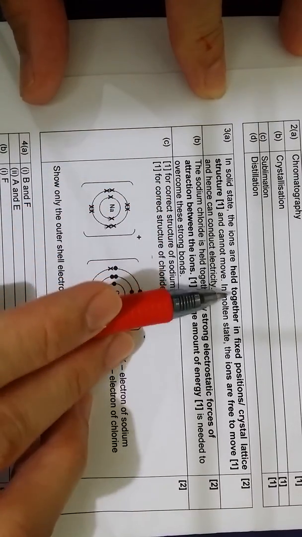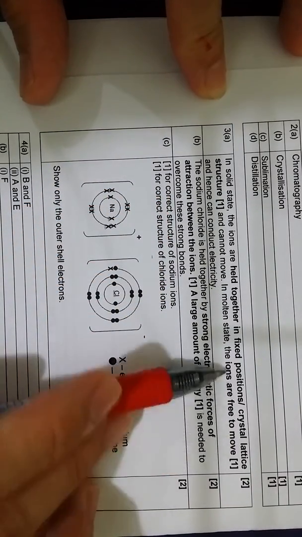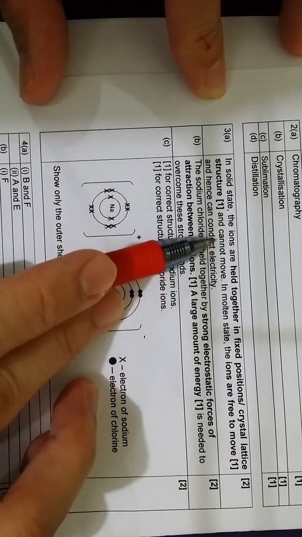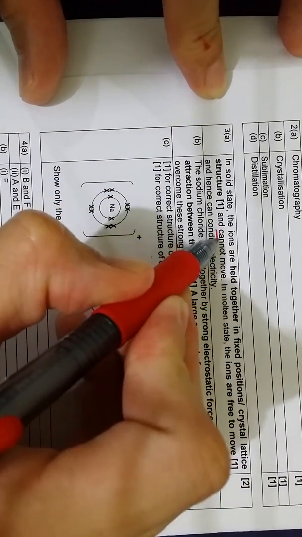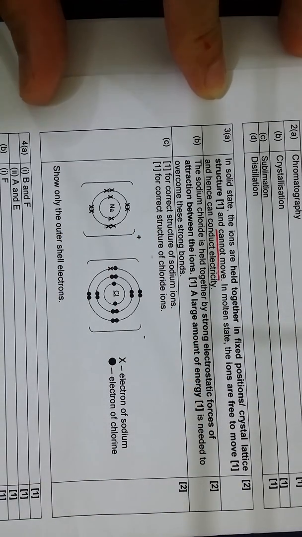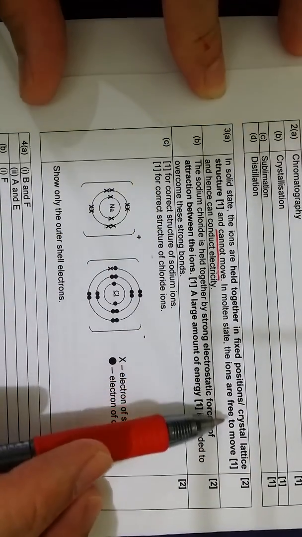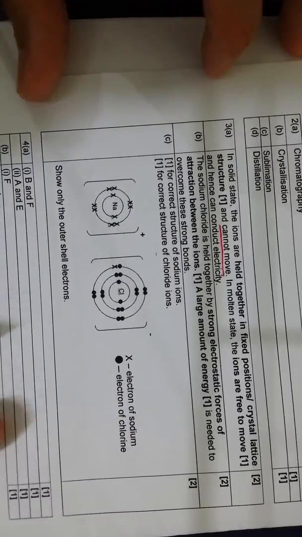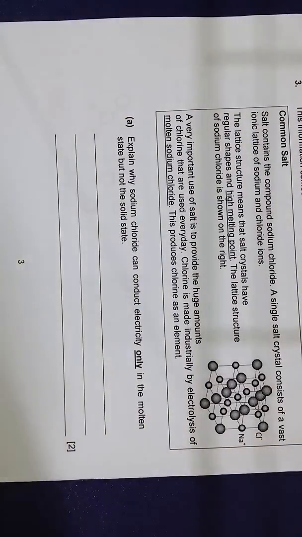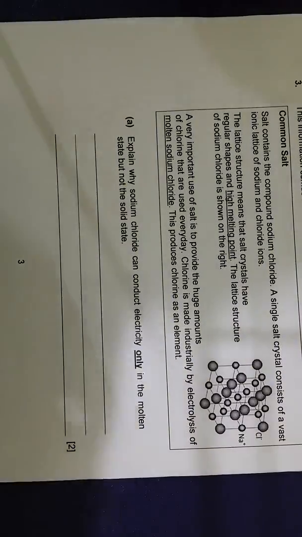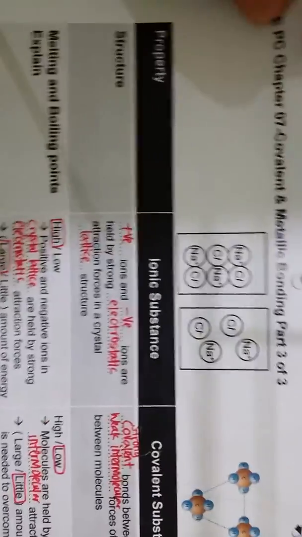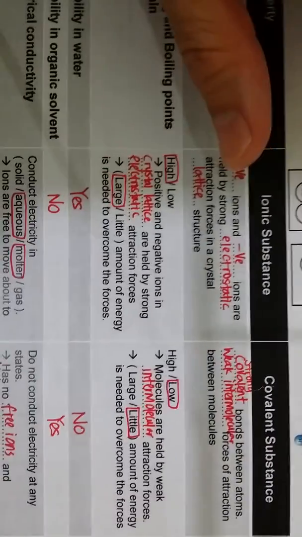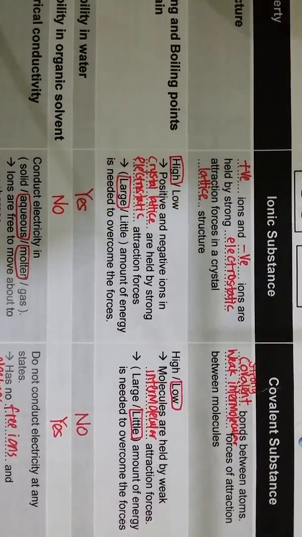In solid state, the ions are held together in fixed position or in the crystal lattice structure and cannot move. So this is a keyword: the ions are not free to move about. In molten state, the ions are free to move and hence can conduct electricity. Okay, so this part is basically taken straight out from the bonding mind map.